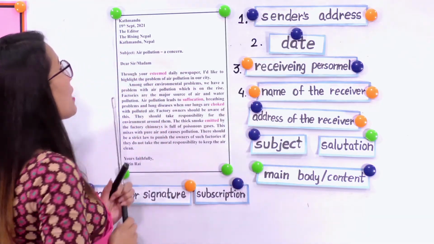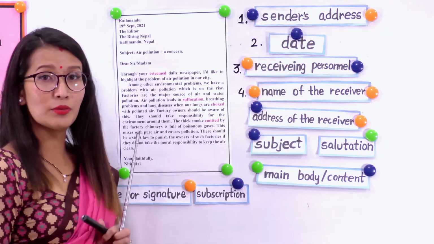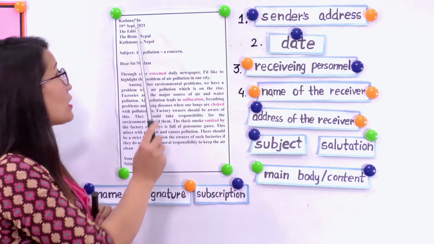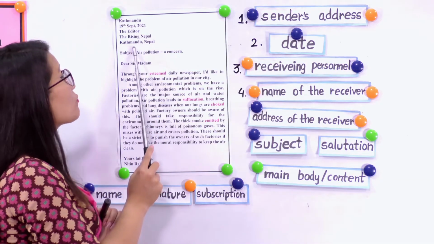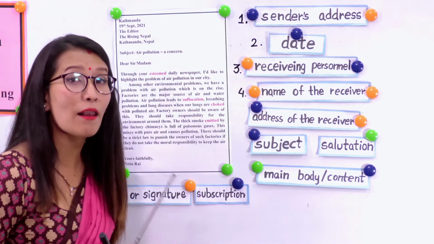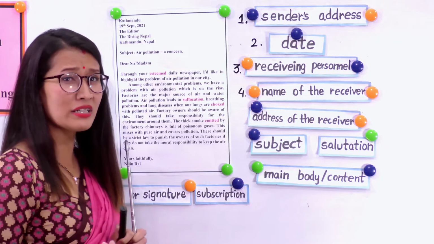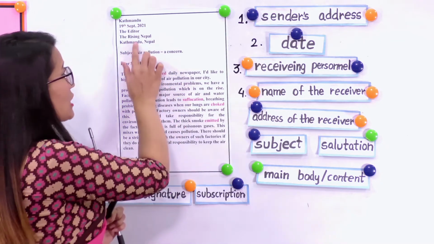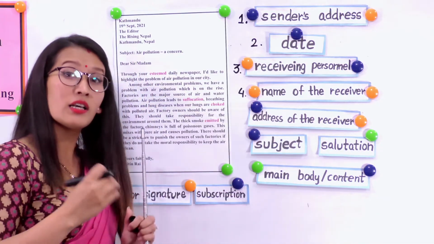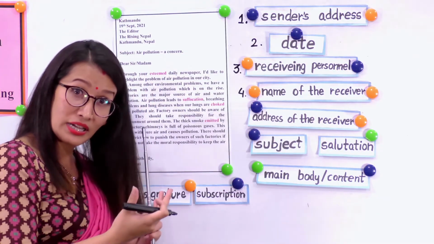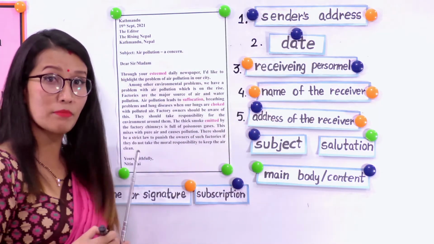Now, Kathmandu, Nepal. Look, here also Kathmandu, here also Kathmandu. But the first Kathmandu is the place where Nitin Rai lives, and this Kathmandu is the place of the Rising Nepal. Where is the Rising Nepal newspaper printed, or where is the office? It's in Kathmandu, Nepal. That means the address of the receiver. Who is going to receive the letter? That person's or organization's address. It's the 5th thing that you need to remember.